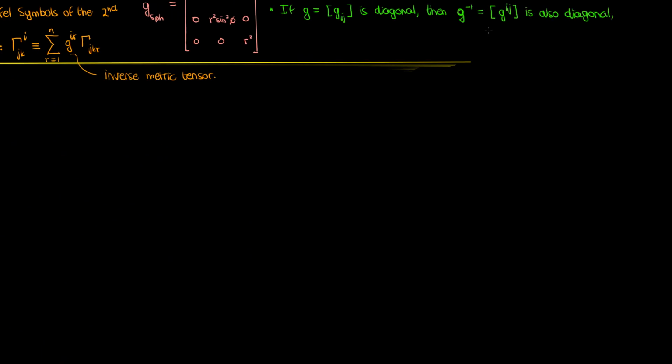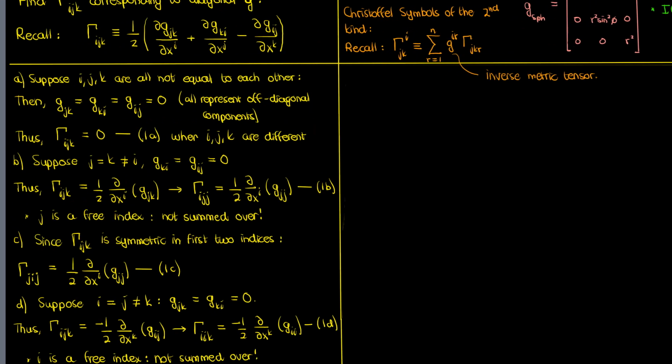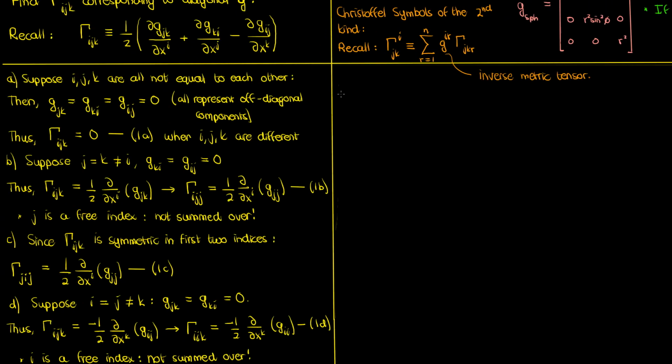Now, if the regular metric tensor is diagonal, that means the inverse metric tensor must also be diagonal. This means that the only non-zero components of the inverse metric tensor are the diagonal components, which are just equal to the reciprocal of the corresponding diagonal components of the regular metric tensor. So g super ii is 1 over g sub ii, where i is an index from 1 to n. The off-diagonal components of the inverse metric tensor are all 0. Again, let's consider different index combinations to find the formulas for our second kind Christoffel symbols with a diagonal metric.